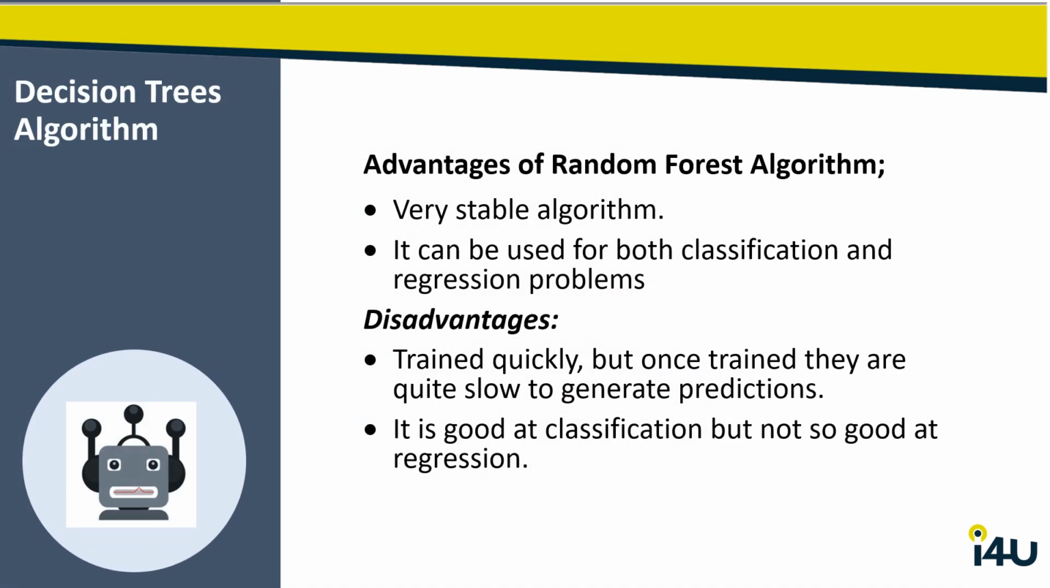Advantages of random forest algorithm: very stable algorithm. It can be used for both classification and regression problems, which make up the majority of existing machine learning systems. Disadvantages: in general, these algorithms can be trained quickly, but once trained, they are quite slow to generate predictions. It is good at classification, but not so good at regression. Where is the random forest algorithm used? Image classification, object detection, object tracking, edge detection, human hand posture estimation, 3D localization, facial expression recognition.